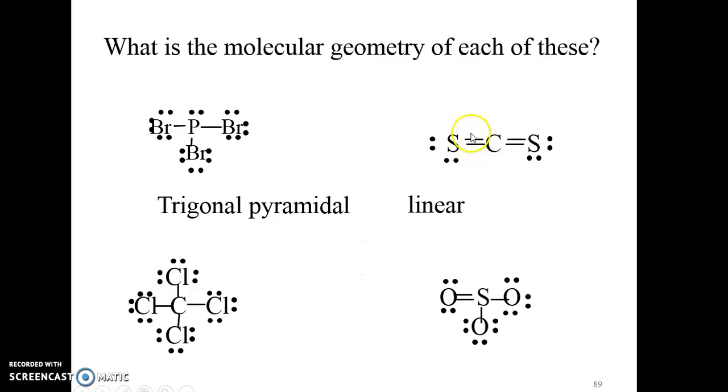Oops, let's go to this one. This one you have 2 bonds, they're double bonds, but 2 bonds around the carbon, so that gives a linear shape. Here, tetrahedral. And here you have 1, 2, 3 bonds around the sulfur. One of them is a double bond, though. And what do we get? We get trigonal planar.